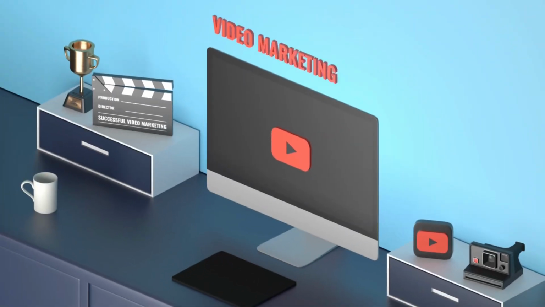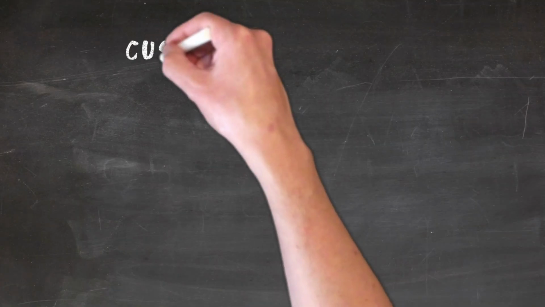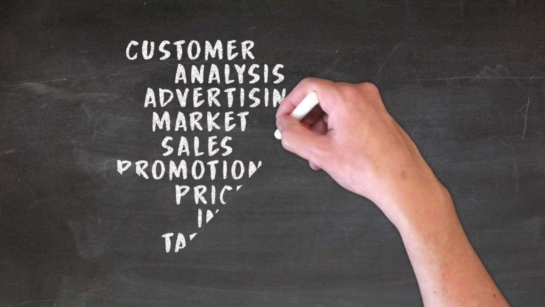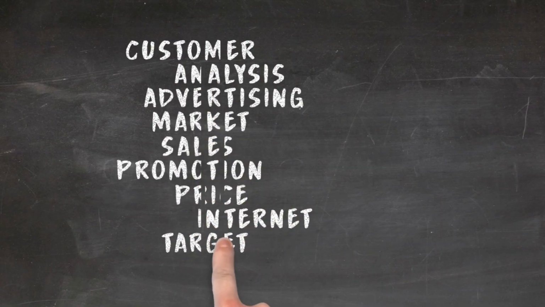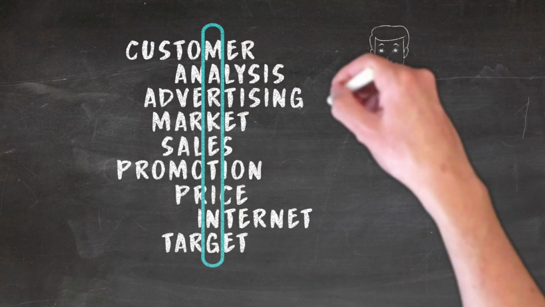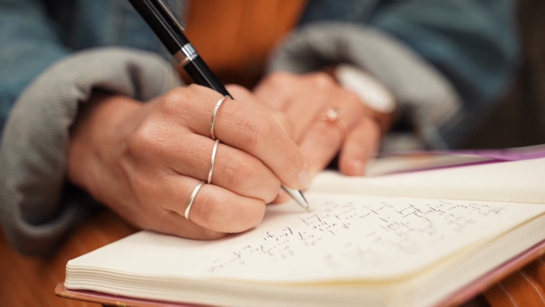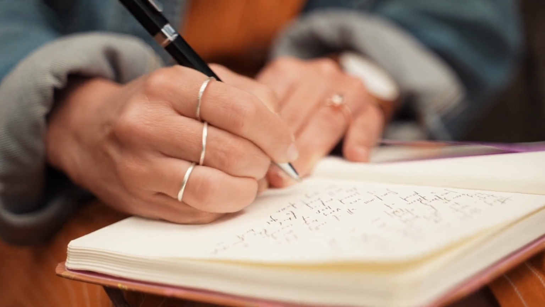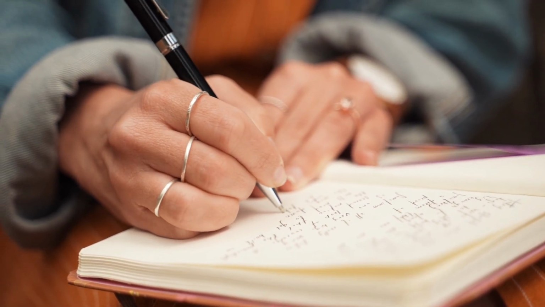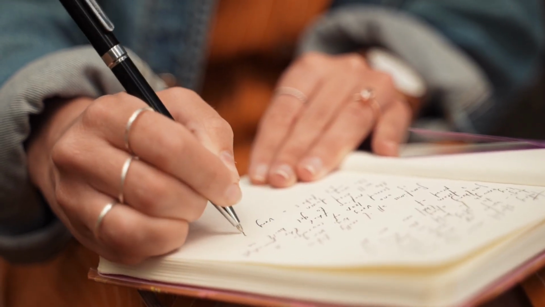Whether you're a small startup or a well-established brand, understanding how to advertise on YouTube effectively can significantly impact your bottom line. In this video, we'll dive into the essentials of YouTube advertising, exploring various strategies that can help you capture your audience's attention and convert views into sales. We'll discuss the different ad formats available, how to target your ideal customers, and tips for creating compelling content that resonates with viewers. By the end of this video, you'll have a solid understanding of how to leverage YouTube for your advertising needs and boost your sales. So grab a notepad and get ready to unlock the potential of YouTube advertising.